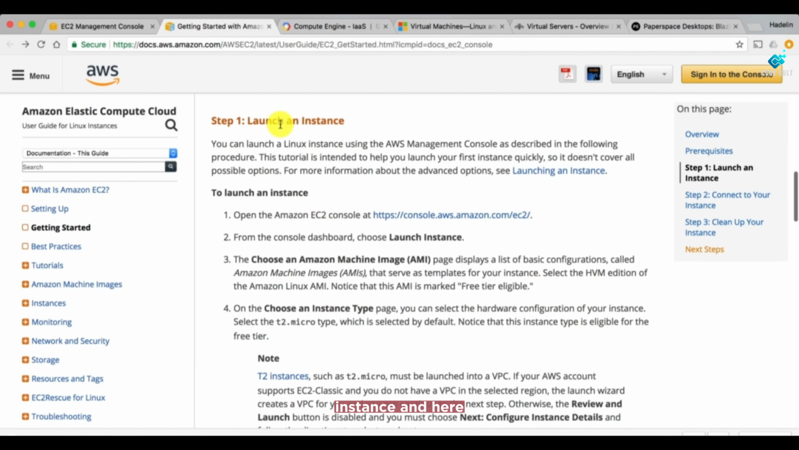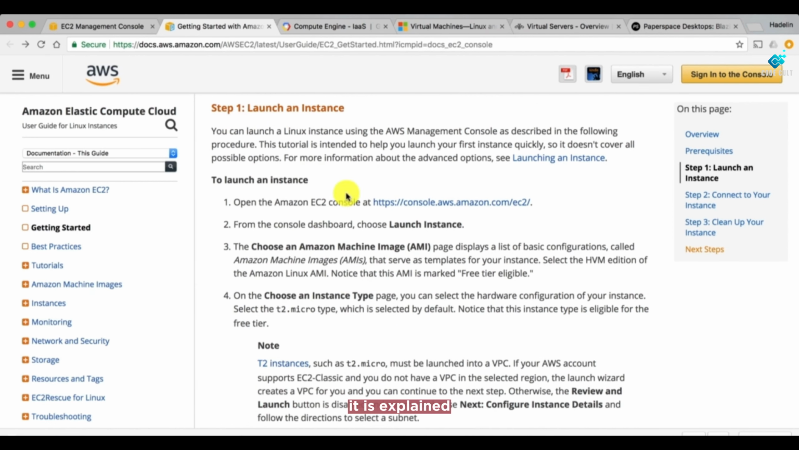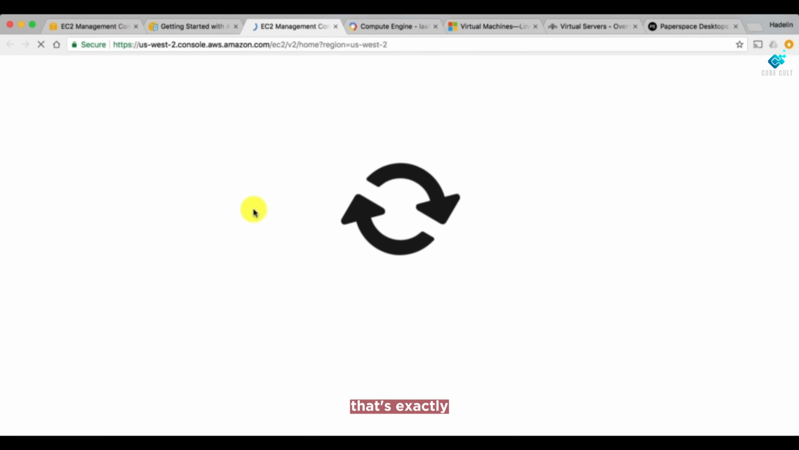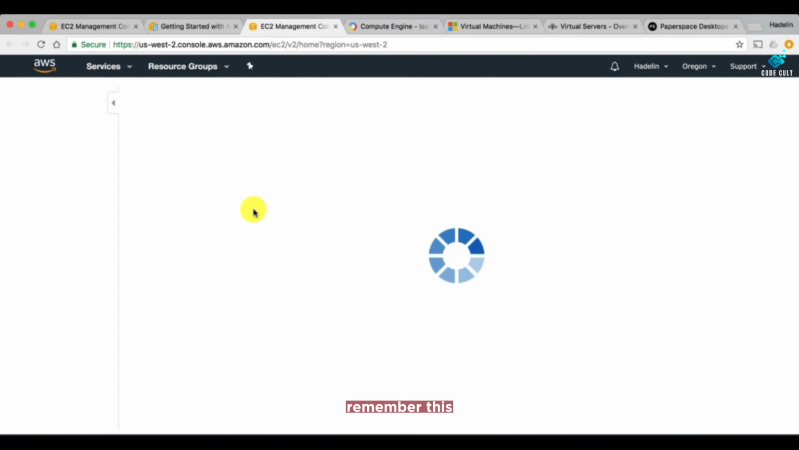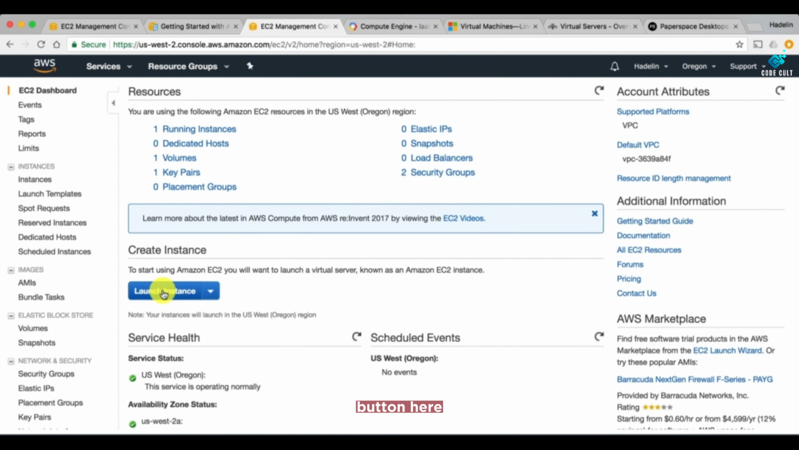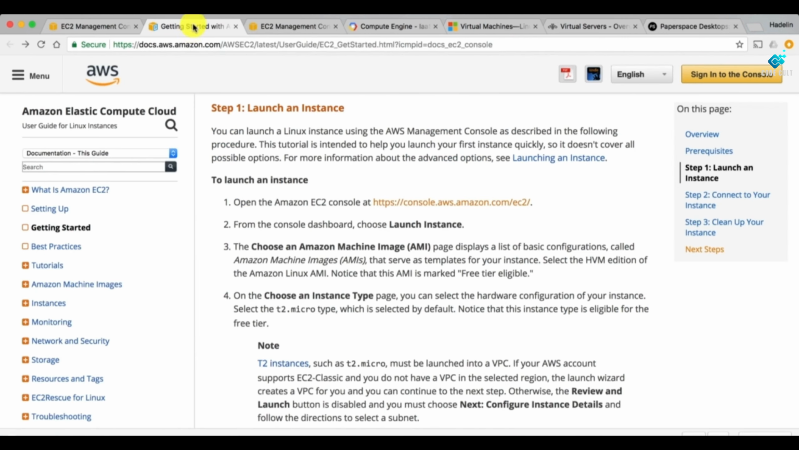Step 1 is to launch an instance. And here, as you can see, it is explained in great detail how you should do it. First, you open the Amazon EC2 console. Then from the console dashboard, you will see launch instance. That's exactly what we did before. Remember, this launch instance button here, that's what you must do. And then you need to choose an Amazon machine image, AMI. So I'll show you this.